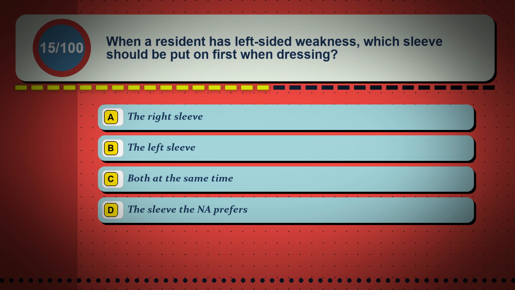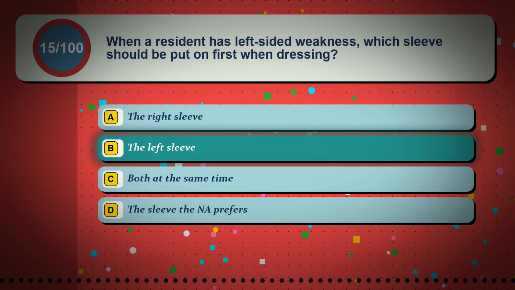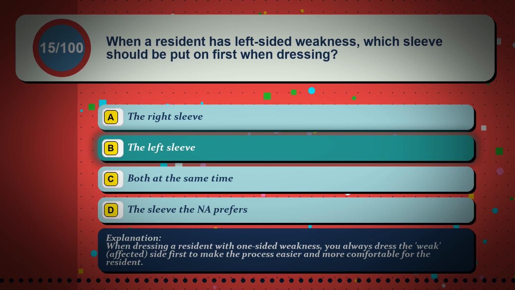Option A, the right sleeve. Option B, the left sleeve. Option C, both at the same time. Option D, the sleeve the NA prefers. The correct answer is option B, the left sleeve. When dressing a resident with one-sided weakness, you always dress the weak, affected side first to make the process easier and more comfortable for the resident.